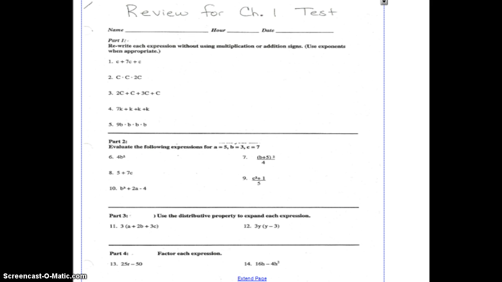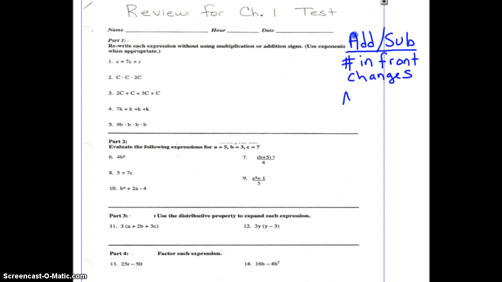Over here on the right hand side, let's put a little note. Okay? When you add or subtract, the number in front changes. That's like what we were doing yesterday. The number in front changes. However, when you are multiplying or dividing, then the exponent is going to change. Exponent changes.